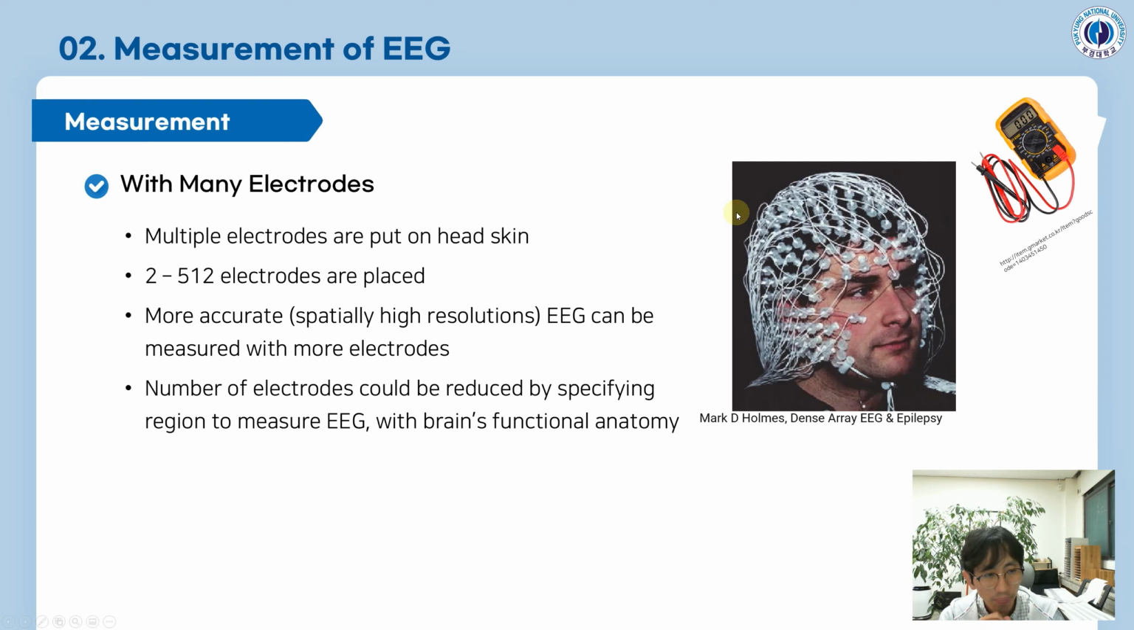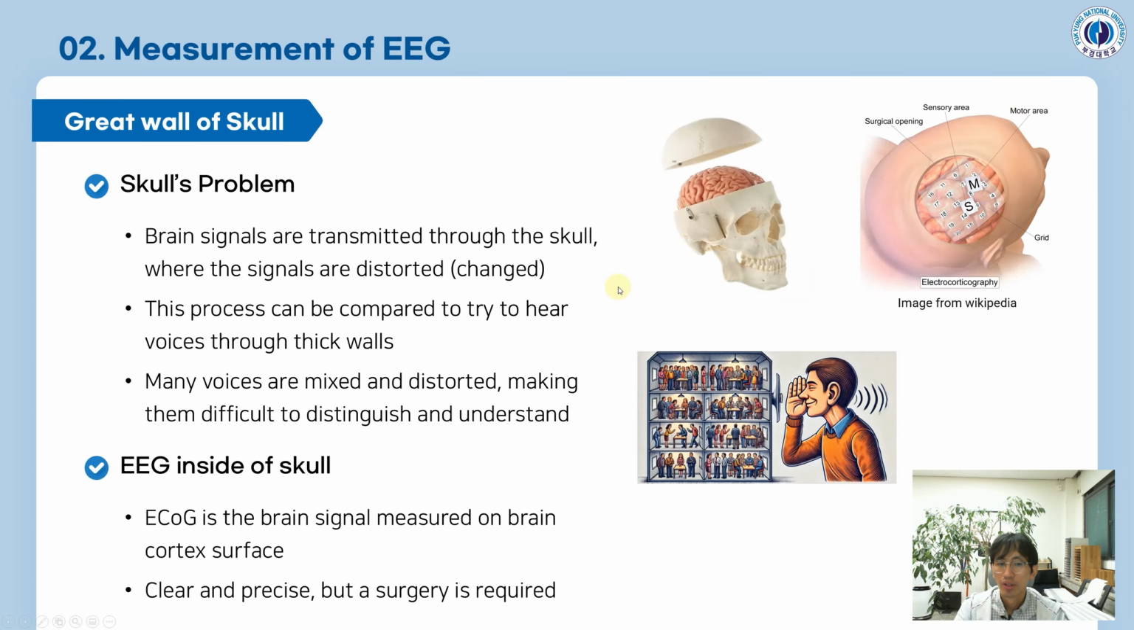So instead, generally we measure brain activities from outside of our skin. So we put lots of electrodes like this. Okay, lots of electrodes, and then we put them on and try to measure the signals. You can see this multimeter, but we are not going to use this multimeter anymore. We will use another one.